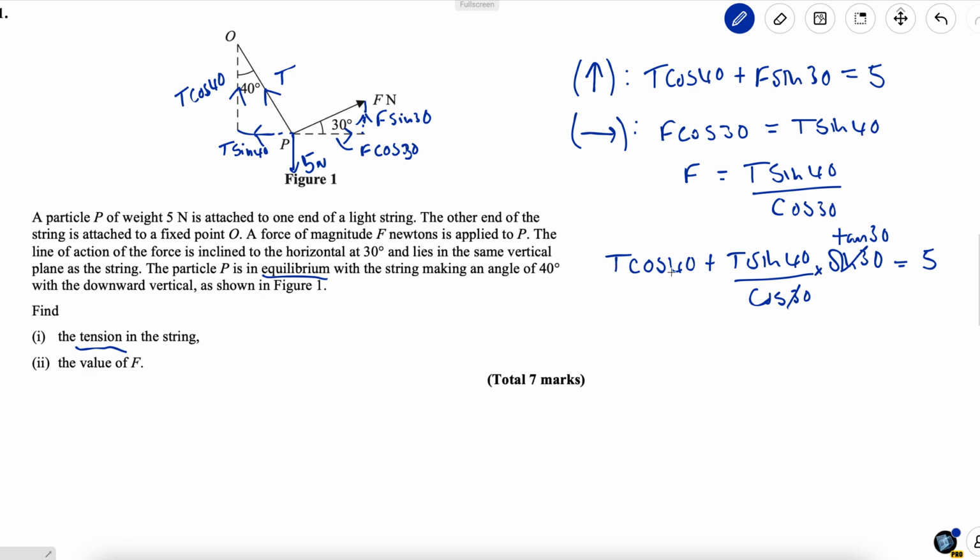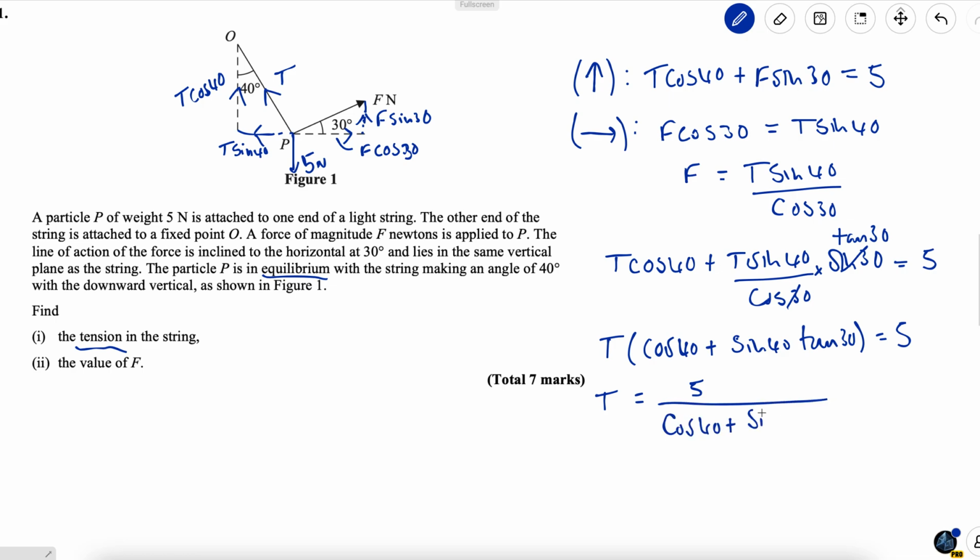Now on the next line, I'm going to factorise out the T. And then I can divide both sides by that expression. So T is equal to 5 divided by cos 40 plus sine 40 tan 30. And that equals, to three significant figures, 4.40 newtons.